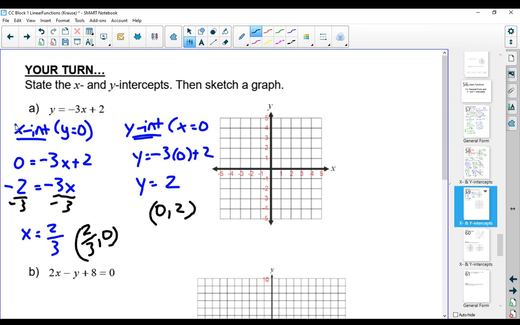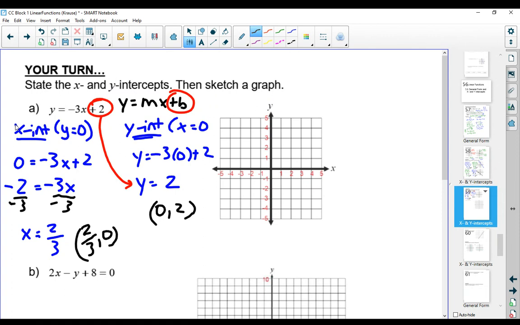Now some of you might have been looking at that equation and saying, hey, wait, that's in y equals mx plus b form, and b is my y-intercept. So can't I just say 2? And absolutely you can. Notice that y equals 2 is 2. And we can do that because it's in the slope-intercept form.